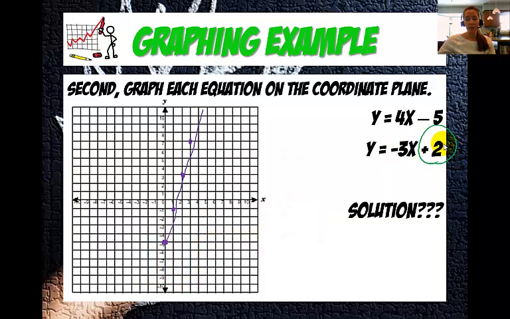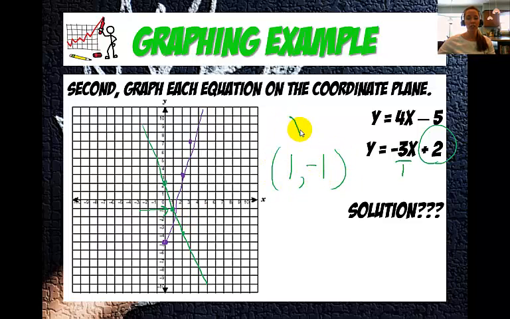Now my starting point is positive 2. There's my starting point, my y-axis. From there I'm going down 3 over 1, down 3 over 1, and so on. There's that line. The point where they both overlap is right here. It was over 1, down 1.